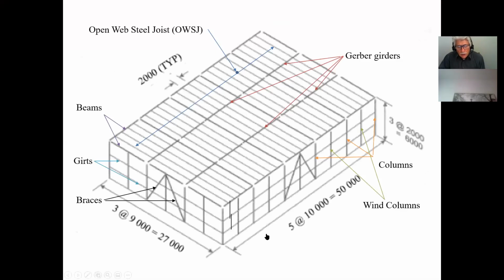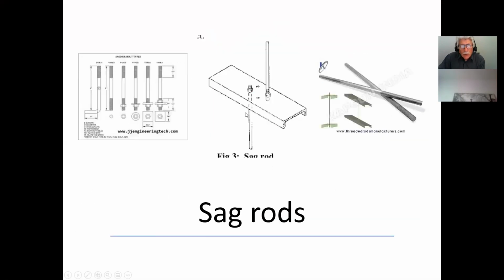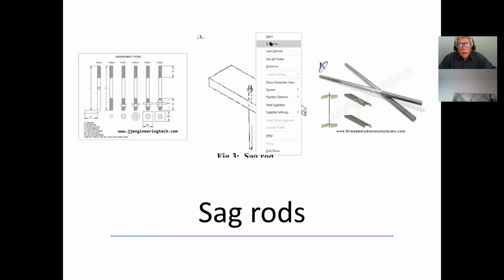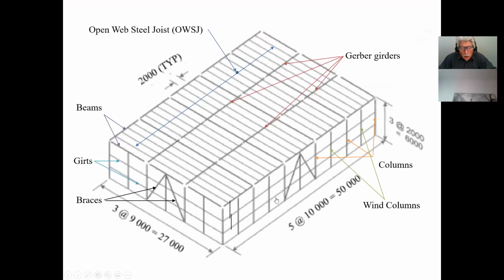What I want you to keep in mind is that you don't see this on your drawing, but right here we have these things that will eventually have to get installed, and these things are called sag rods. Oops, sorry, let me go back. Last viewed. Okay, so these things are called sag rods.